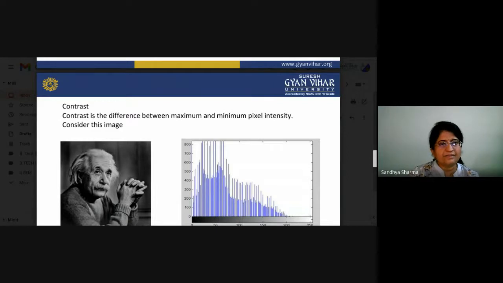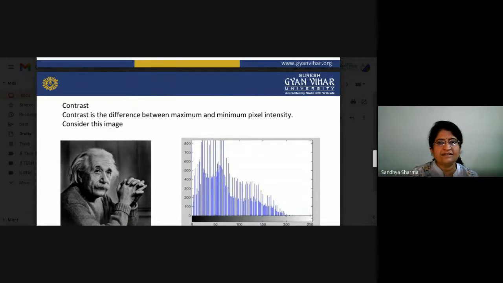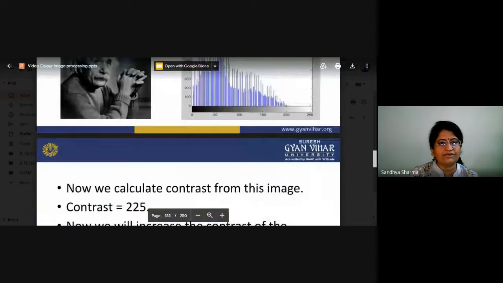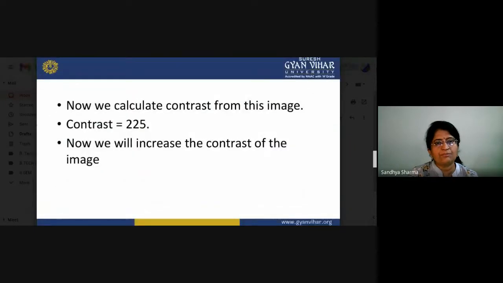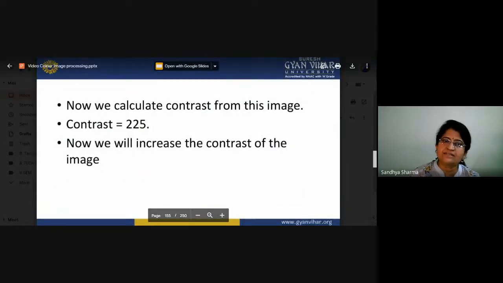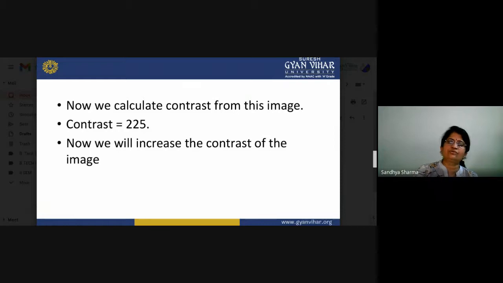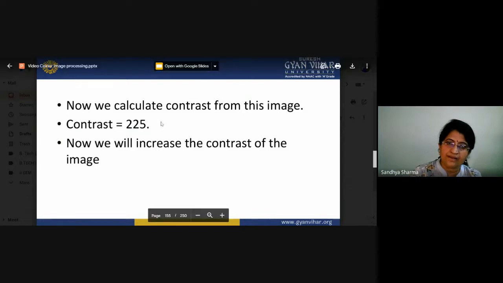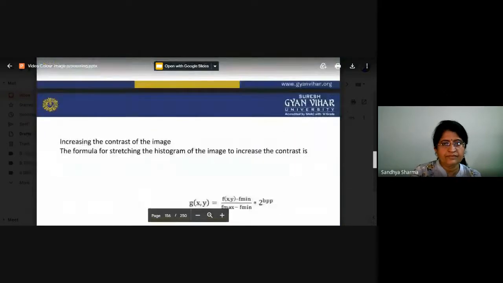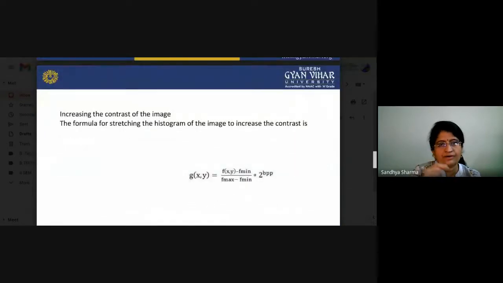So that is basically the original image and that is the histogram diagram of that particular image. Now we calculate the contrast from this image. The contrast is 225. Now we will increase the contrast of the image. At present our contrast is 225. So now you want to increase your contrast.